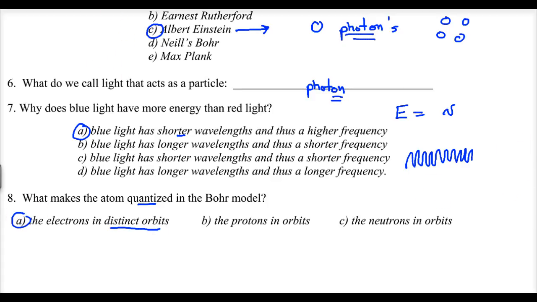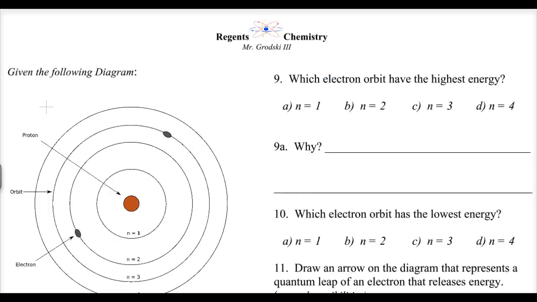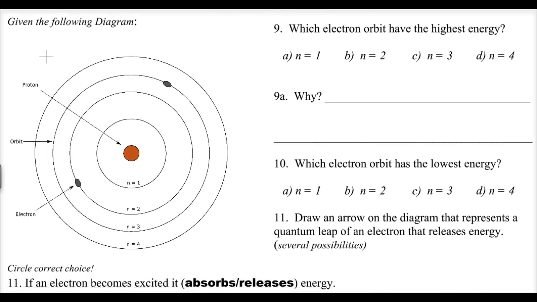Moving forward. Which orbit will have the highest energy? Okay, well, the farther you are away from the atom, the positive nucleus, the more energy you're going to have because you can exist farther. So we would say N equals 4 because it exists farther. It's based on proximity. It exists farther away.